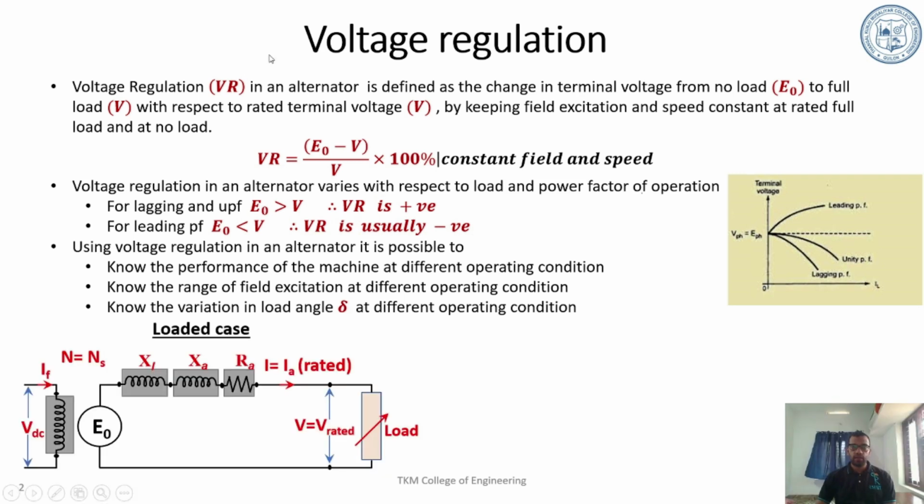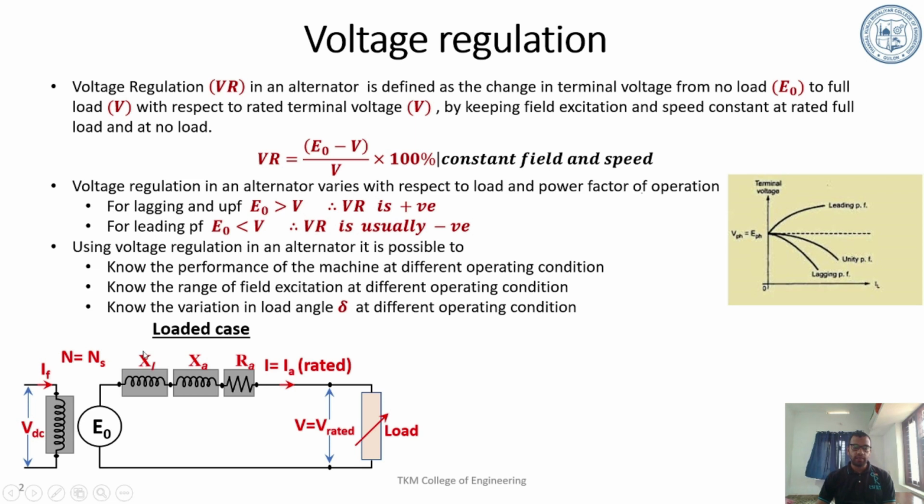Now let's see voltage regulation in an alternator with the help of an equivalent circuit. This is the equivalent circuit corresponding to the loaded case. Here VDC is the DC supply used to excite the field winding of the alternator. E0 is the no load induced EMF per phase. Here the field current is adjusted so as to generate rated voltage across its terminal, and by adjusting load, we can deliver rated armature current. This is the total impedance of the machine, termed synchronous impedance, which includes leakage reactance, armature reaction reactance, and armature resistance per phase.